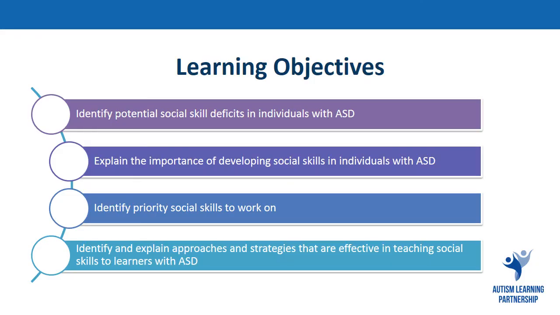This webinar has four main learning objectives. The first is to identify possible social skill deficits in individuals who have ASD. The second focuses on the importance of developing social skills, especially with individuals with ASD. Then we'll share a tool to help us identify which social skills we should be prioritizing. And finally, we'll identify and explain approaches and strategies that are effective in teaching social skills to learners with ASD.